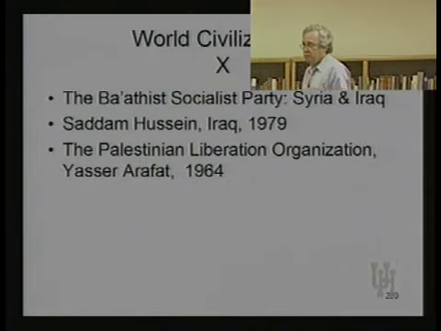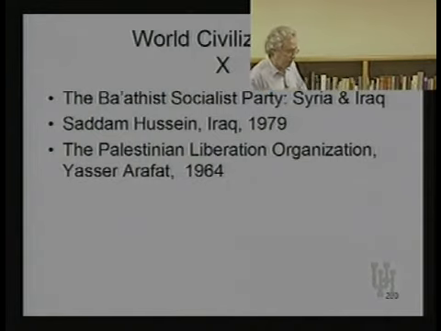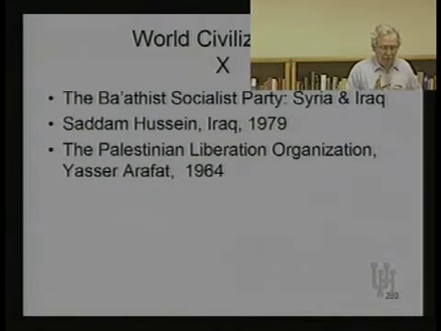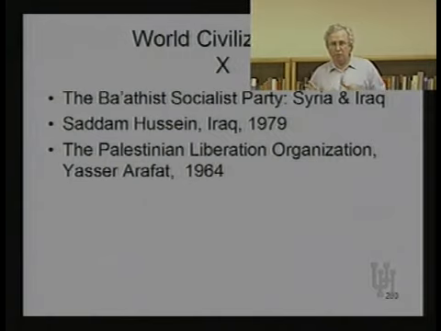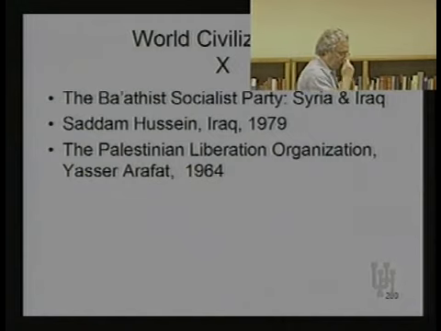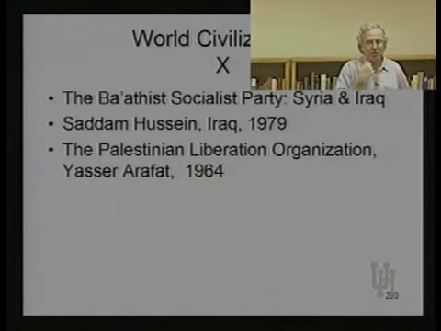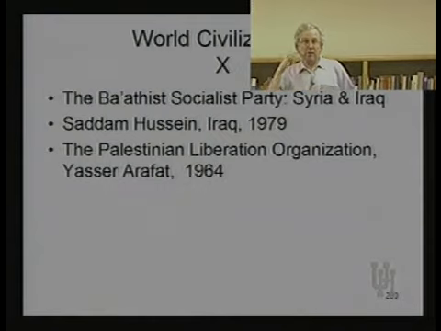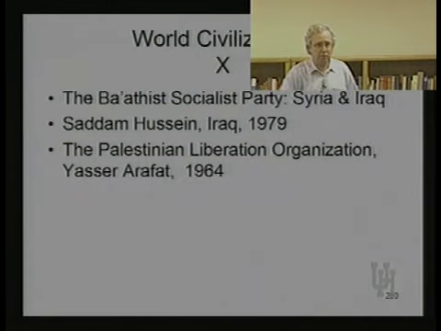Another example of this comes in Syria and Iraq. There, in the late 1940s, a political movement known as the Ba'athist Party was formed, officially a socialist political party. It too, the Ba'athists, just like Nasser, was dedicated to the idea of Arab nationalism, creating a strong modern state.